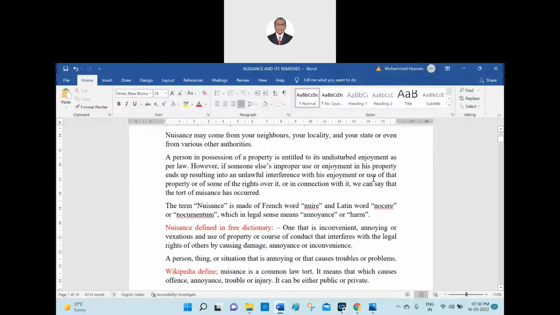A person in possession of property is entitled to its undisturbed enjoyment as per law. However, if someone else's improper use or enjoyment of his property results in an unlawful interference with the enjoyment or use of that property, or of some rights over it or in connection with it, we can say that the tort of nuisance has occurred.